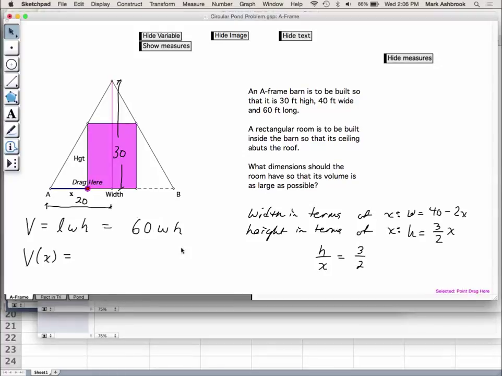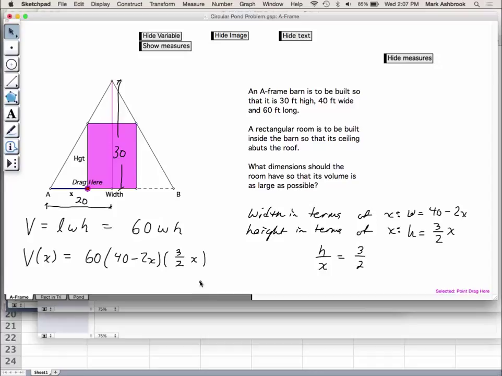Okay, so what's our volume function? 60 times 40 minus 2x times. Okay, are we done with the volume function? Some are saying no. Why not? The domain, right? Applicable domain for this.